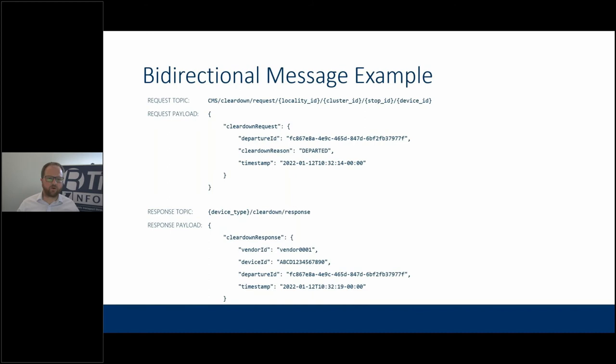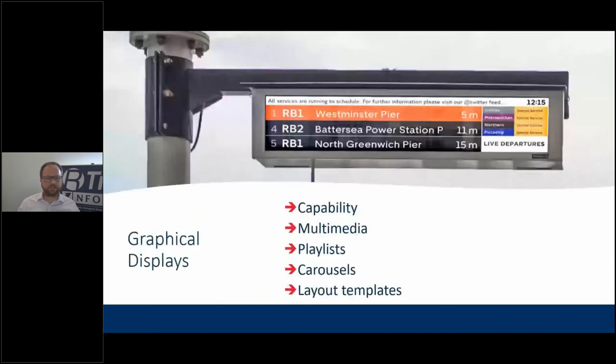So that's the core messages and structures for text displays, which every type of real-time display is going to need. Graphical displays, we're increasingly seeing that on street, TFTs, and even some of the higher density LEDs and things like that. You'll have seen, particularly on rail, them being able to do some sort of icon type things and semi-graphics.